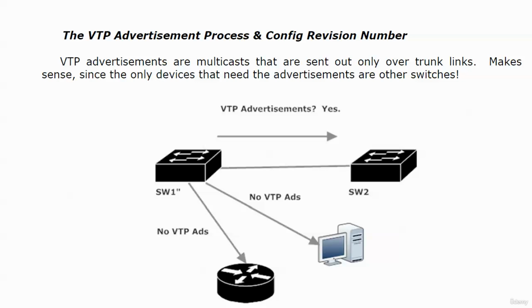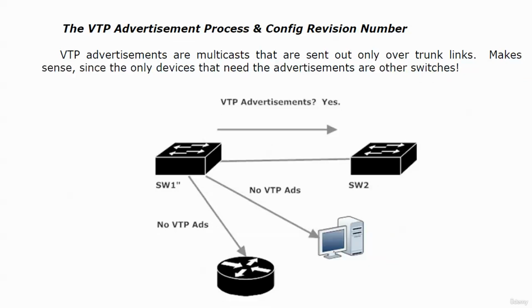But the VTP advertisements themselves, they are multicast, and they are sent out only over trunk links. It's not one of those things that the switch just takes and throws out every single port it has. And it makes sense to only send them out over trunk links because the only devices that even understand a VTP advertisement is another switch. It'll send it over the trunks, but it's not going to send them to hosts. It's not going to send them out ports connected to other routers, nothing. The VTP ads are only going to go out over trunk links.